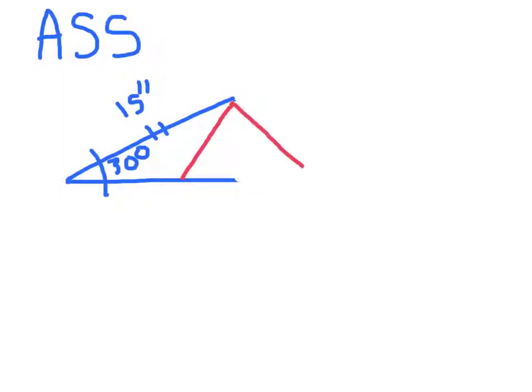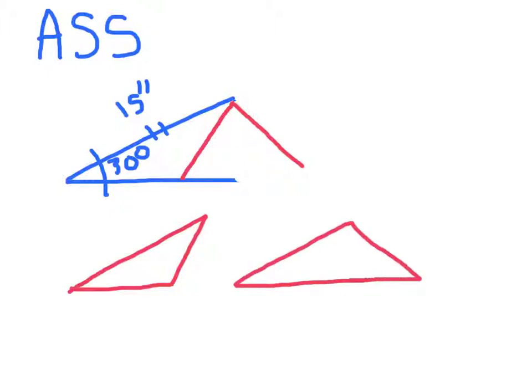So I have two possible triangles. I have this triangle, which is an obtuse triangle, and I have this triangle, which is an acute triangle, and this side is the same as this side, and this side is the same as this side, and these angles are both 30. So we're dealing with a non-right triangle. We're dealing with an angle-side-side situation, and we don't know what that other angle is. It could be a small angle if it's this triangle, and it could be a big angle if it's this triangle.